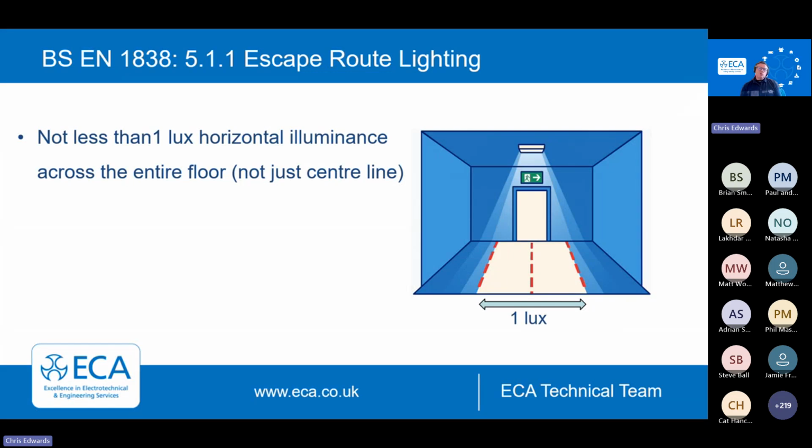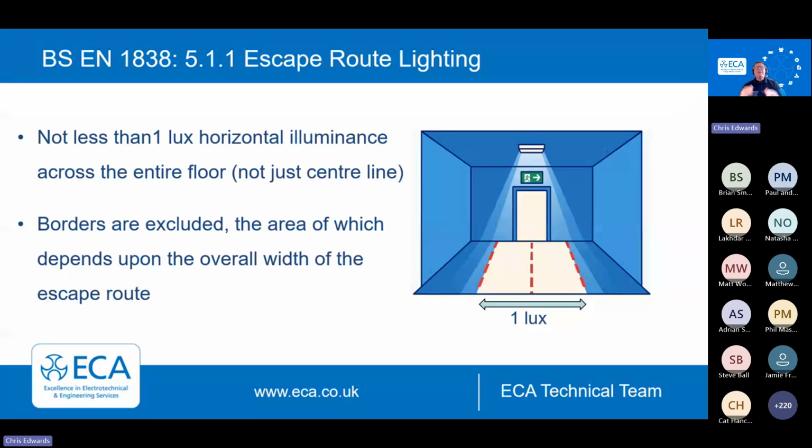Section 5.1.1, escape route lighting. This is in all three documents, and hopefully doesn't come as a surprise to you. Historically, of course, what we've always done for our escape routes is measured the center line, and that was all we were required to do. Now that is expanded to cover the horizontal width, the width of the entire escape floor. It needs to be lit to that level.